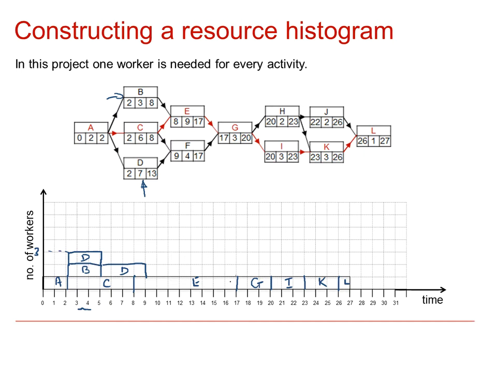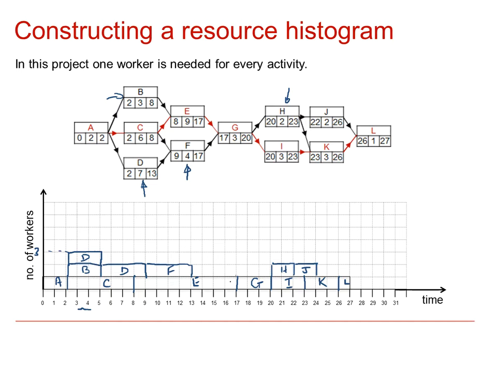Once D is in, we can move on to F. Now F can start at time 9 and is duration 4, so F will take us from 9 up to time 13. And then we've got a break while the critical activities go on until we get to H, which can start at time 20 with duration 2, so H can sit in here. J can start at 22, duration 2.